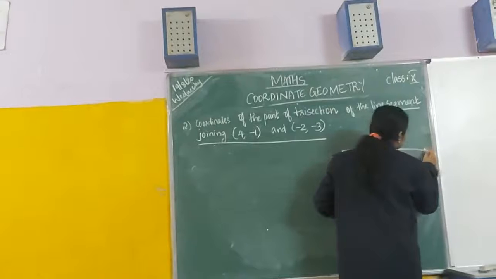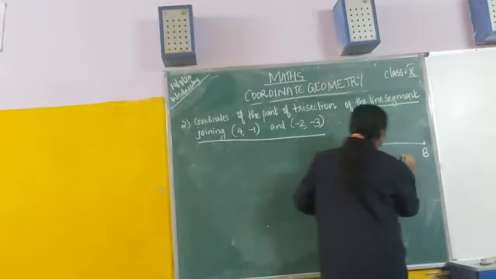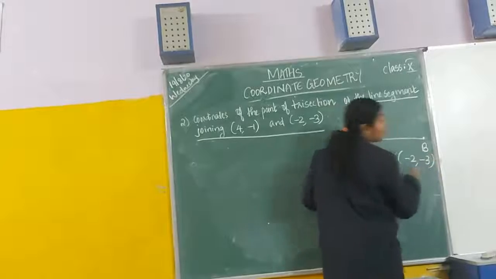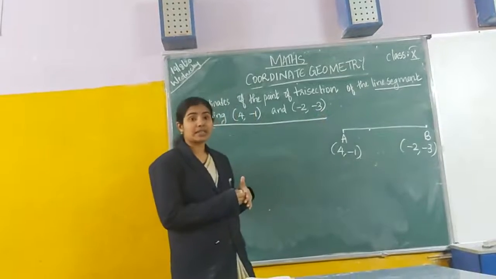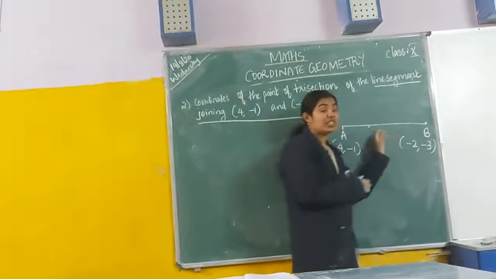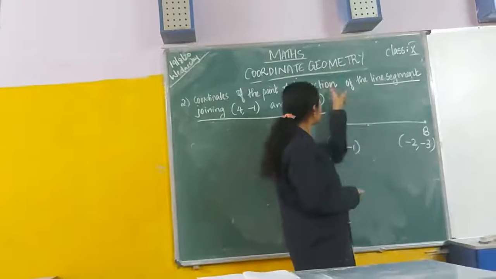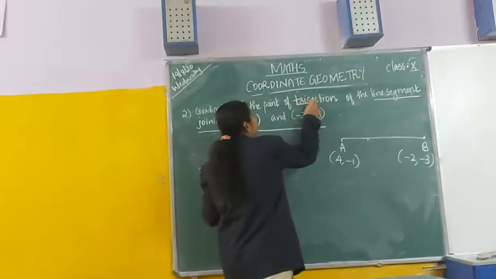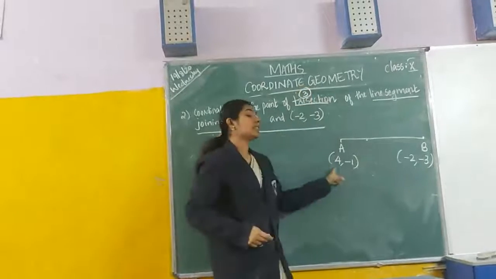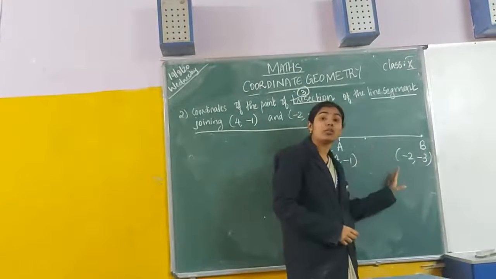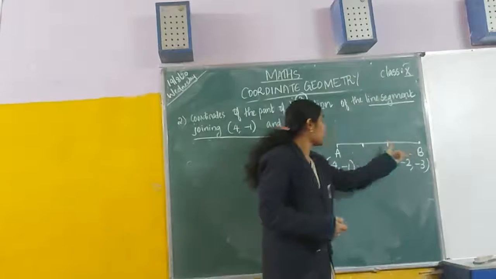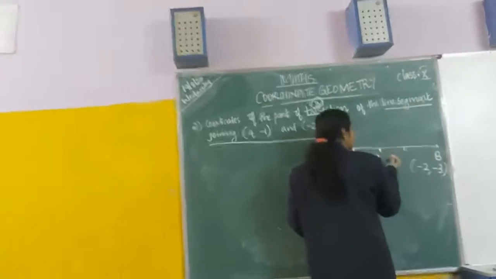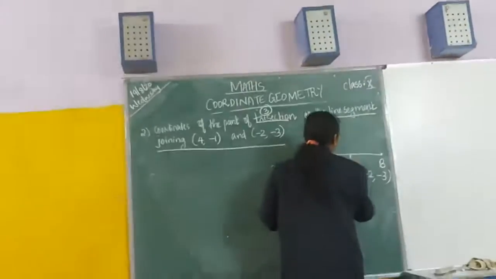What is the last point? That is B, that is (-2, -3). And what do you want to find? Coordinates of the points of trisection. What is meant by trisection? There will be some points which divide this line segment into 3 equal parts. See this name, trisection. That means this line segment is divided into 3 equal parts. So there will be 2 points which divide this AB into 3 equal parts. So the first point you can take as P, and second point you can take as Q.